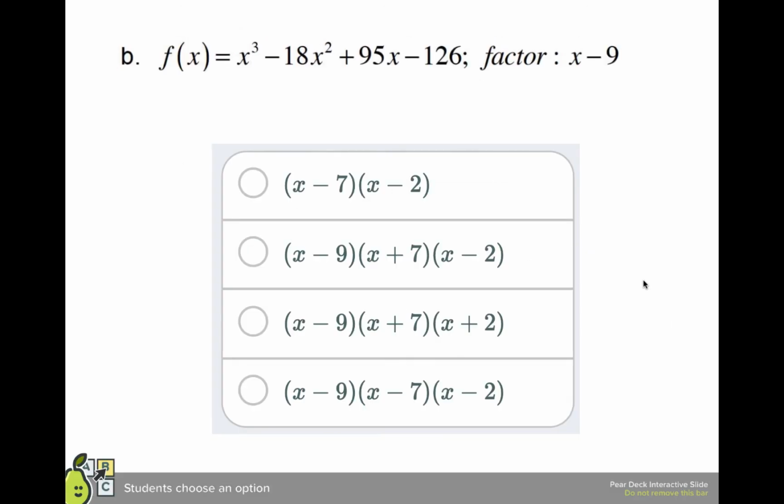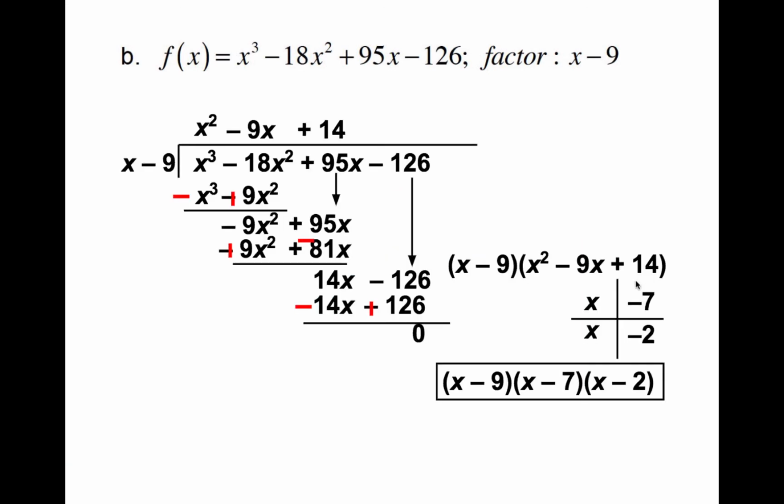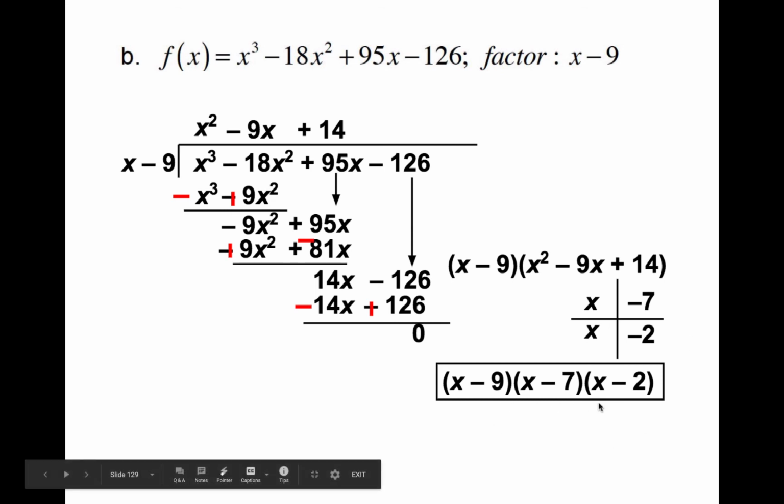Your turn. Okay, hopefully you were able to do long division, divide out this x minus 9. That should leave you with x squared minus 9x plus 14, which you have to t-chart. So you get x minus 9, x minus 7, x minus 2.